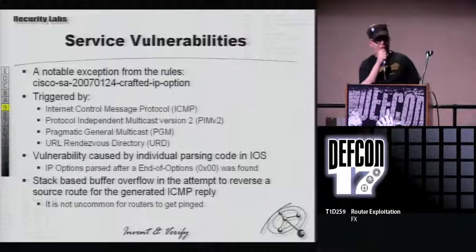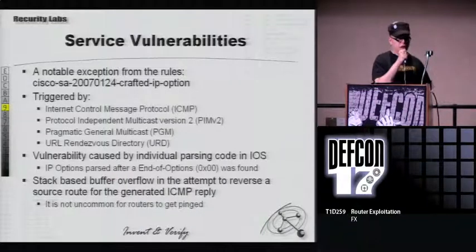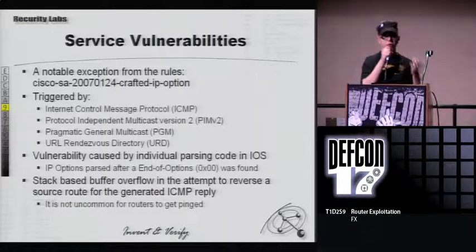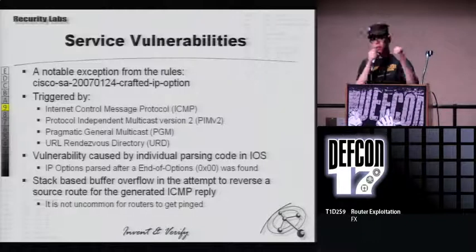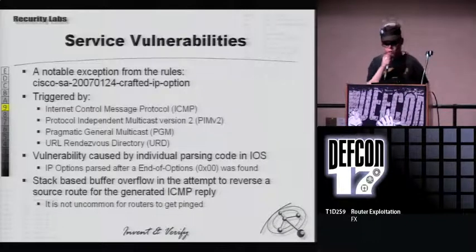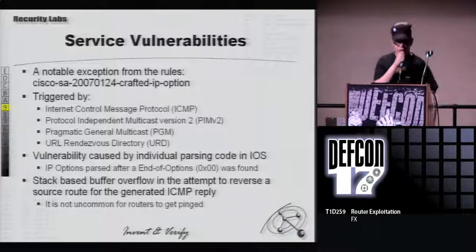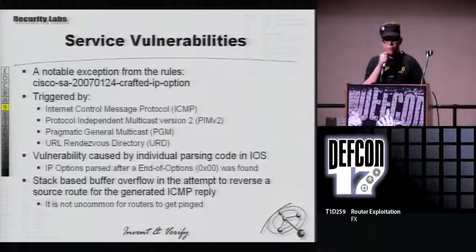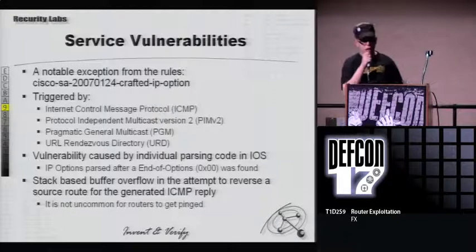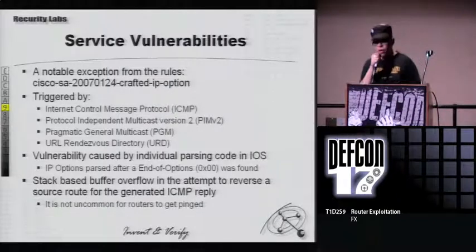There is a notable exception, which is my favorite research bug. I haven't actually found it myself. So there is this vulnerability in IOS with IPv4 option parsing, and it's only hitting in 4 different protocols. Things like the URL Rendezvous Directory, whatever, I've never heard of that, or some multicast routing, and a rarely used protocol, ICMP, known as ping.